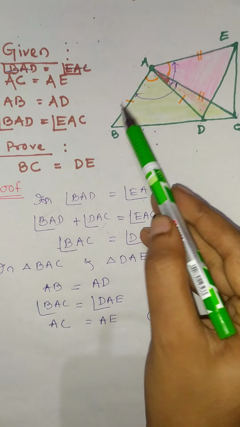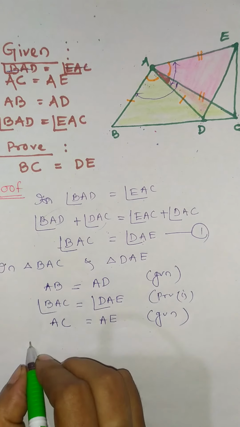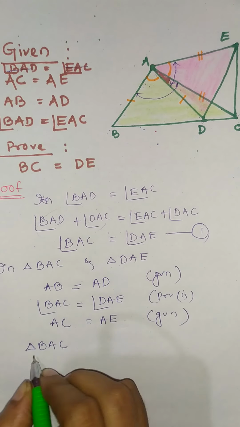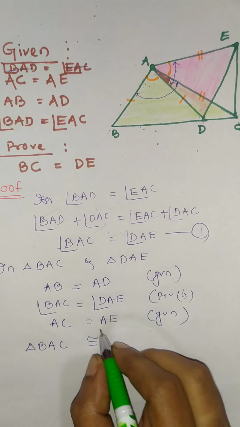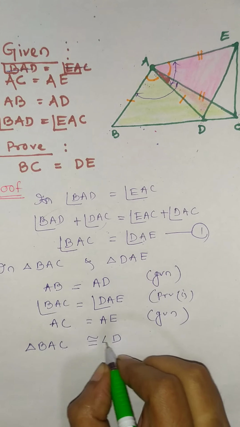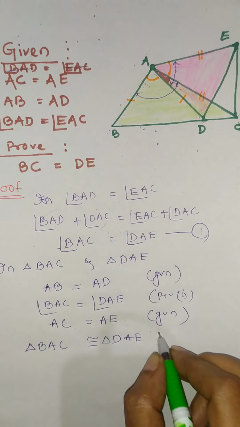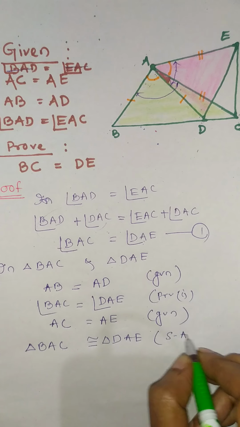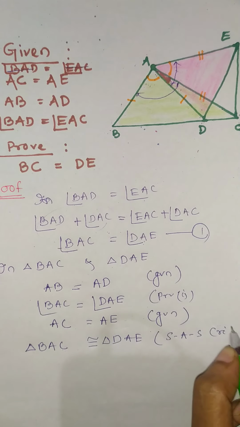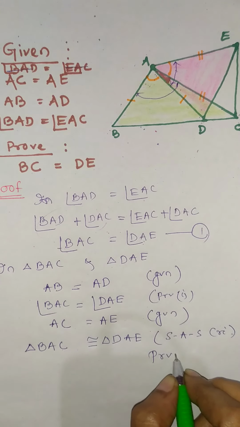Now see, side, angle, side criteria. Hence, triangle BAC is congruent with triangle DAE according to the side, angle, side criteria. Hence, it is proved.